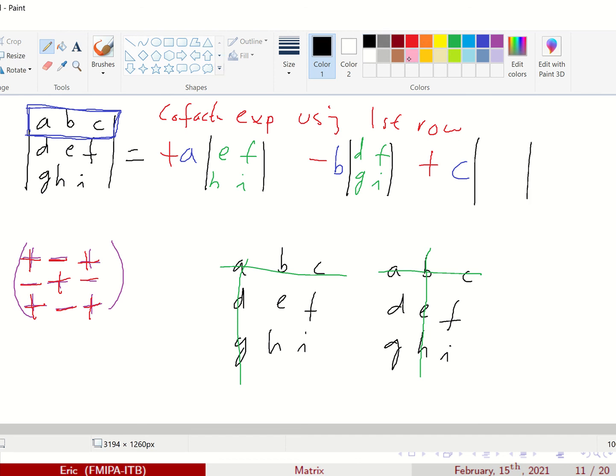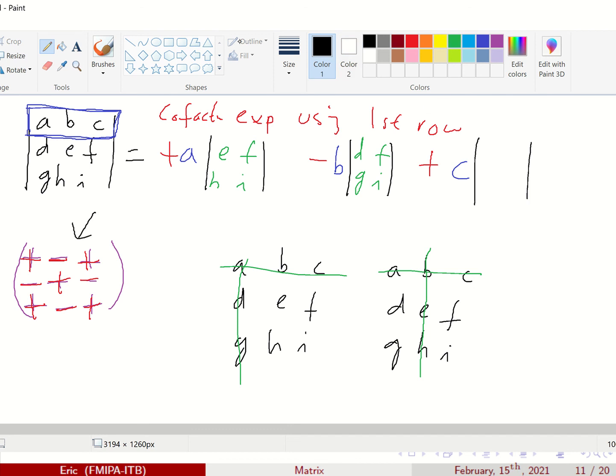Yeah, this is the cofactor expansion if you are using the first row. So when you are doing cofactor expansion, you can use the first row, the second row, the third row, the first column, the second column, the third column, any way you like. Don't forget the sign.